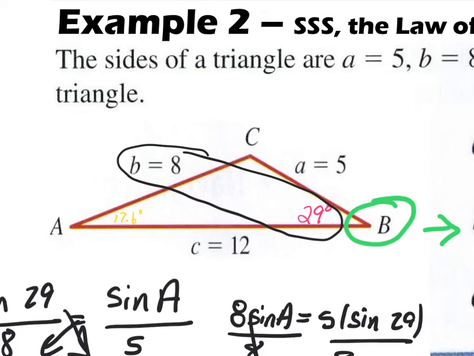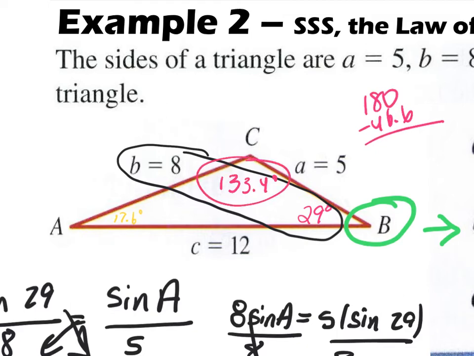So I'm going to say 29.0 plus 17.6 equals 46.6. So 180 minus 46.6, and angle C is about 133.4 degrees. That make sense?